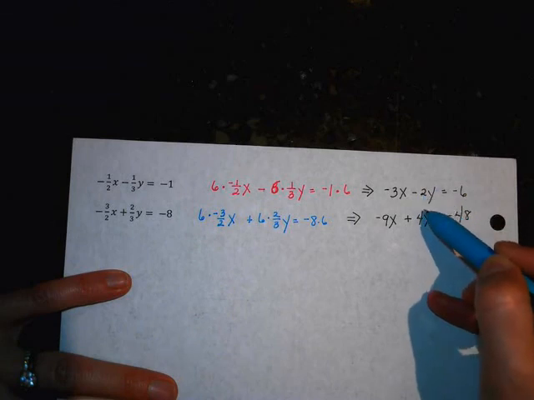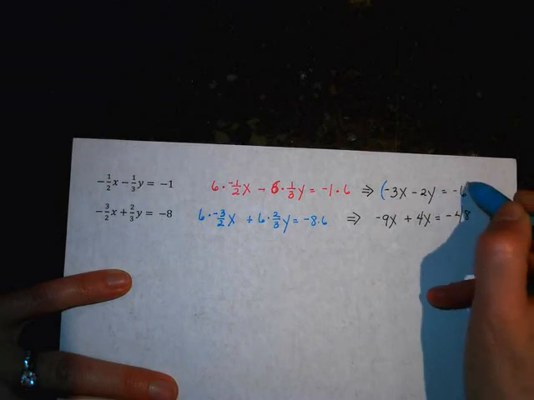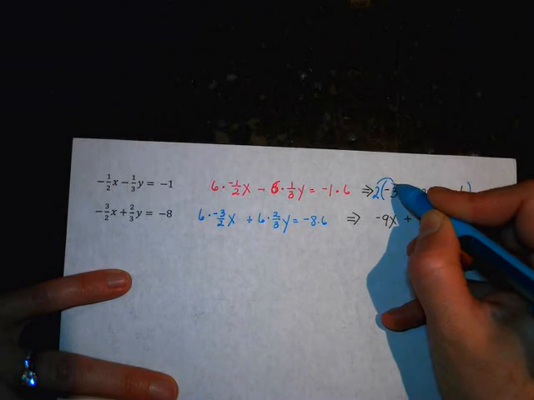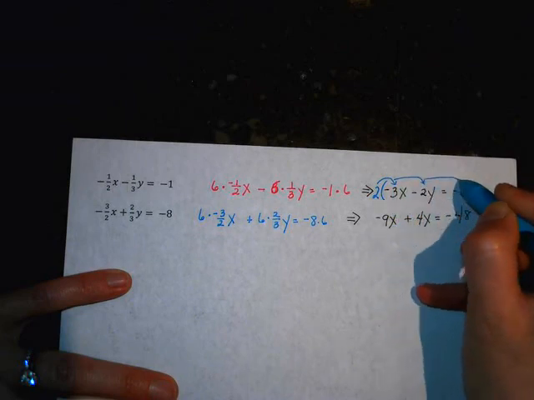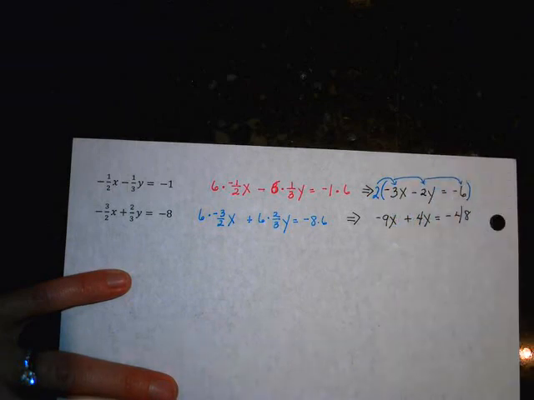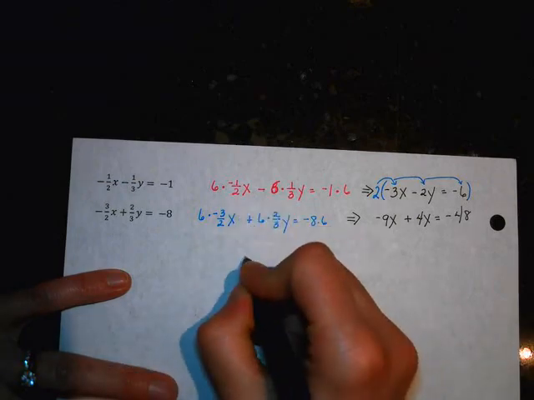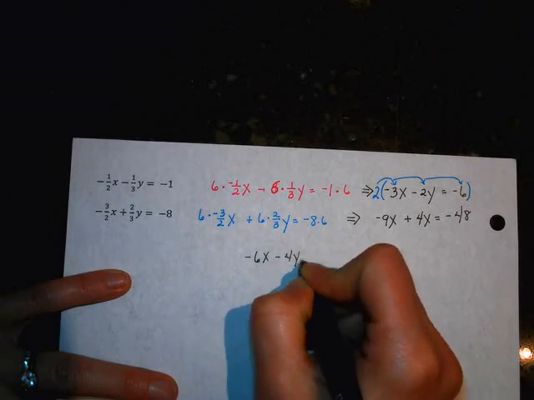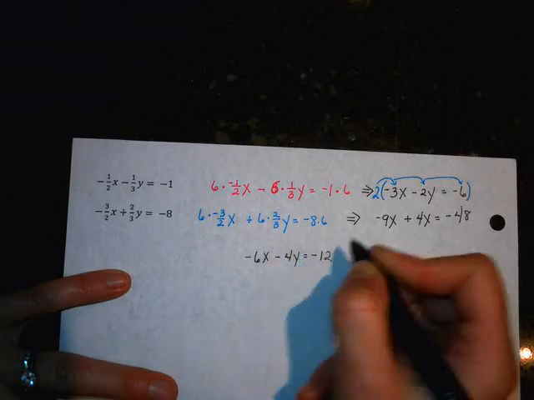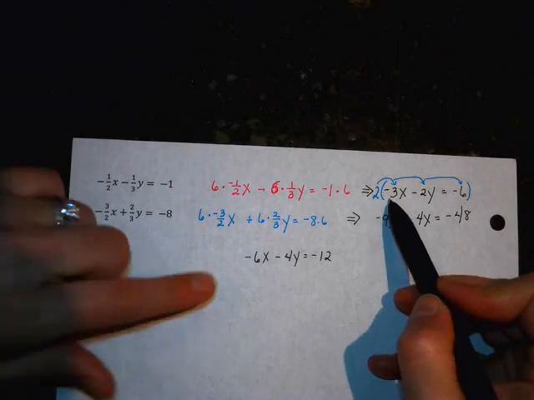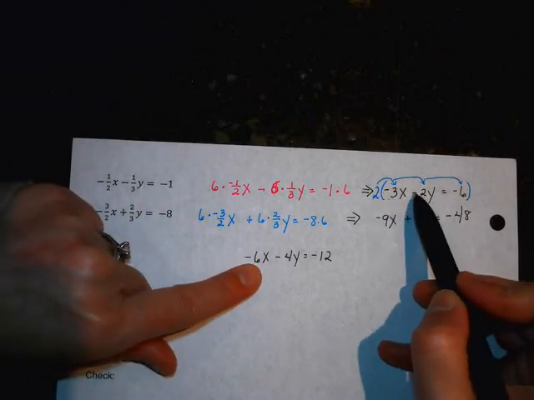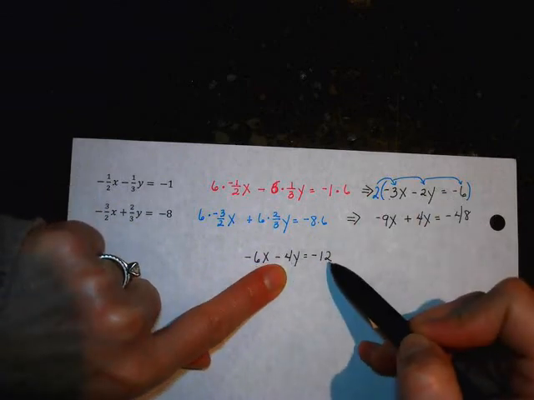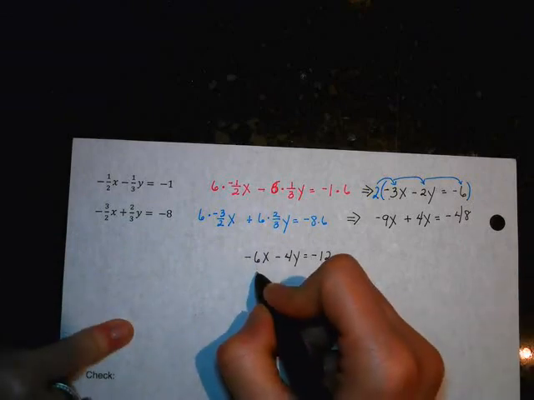But I can't just multiply that by 2. Everyone gets a 2. You get a 2, you get a 2, and you get a 2. So let's write my new system right here. I'm going to have negative 6x minus 4y equals negative 12. 2 times negative 3 is negative 6. 2 times negative 2 is negative 4. And 2 times negative 6 is negative 12. And then nothing happens to him. We want him to be exactly the same.